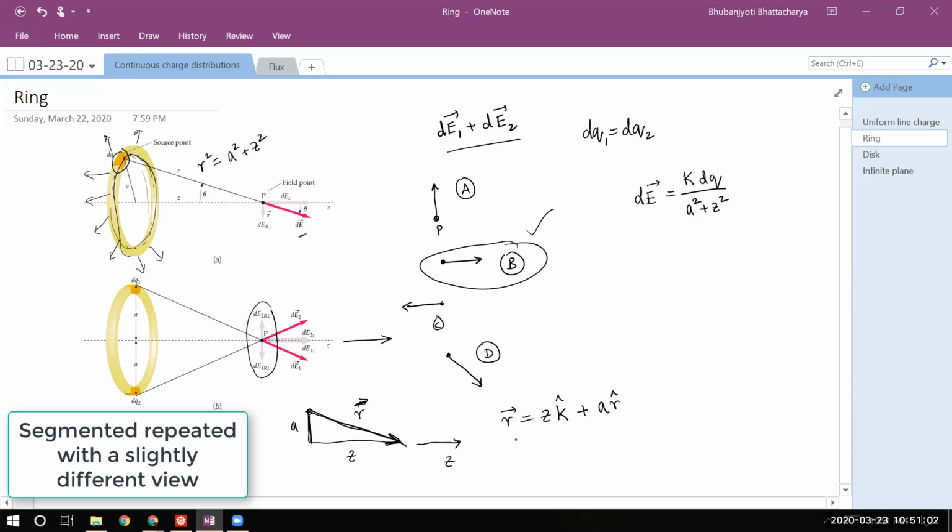The way we can find the unit vector is just by dividing it by the magnitude. So r hat will look like z k hat plus a. Let's give this a different name. Let's call this r prime hat, divided by the square root of z squared plus a squared. And we just plug it in here, and that's our answer for dE.